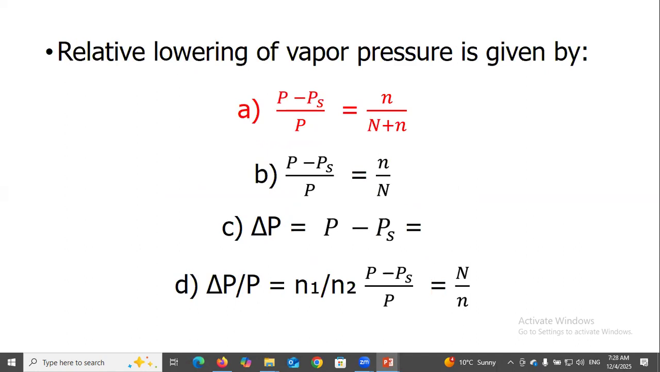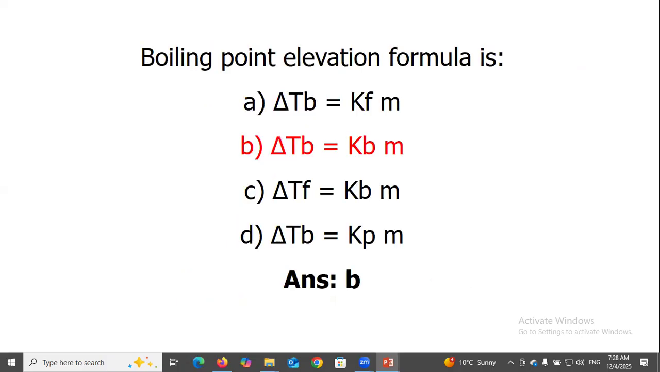Relative lowering of vapor pressure is given by (P minus Ps) over P equal to n over (n plus N). Boiling point elevation formula: delta Tf equal to Kf m, delta Tb equal to Kb m. The correct option is delta Tb equal to Kb m. Boiling point elevation formula is delta Tb equal to Kb m.